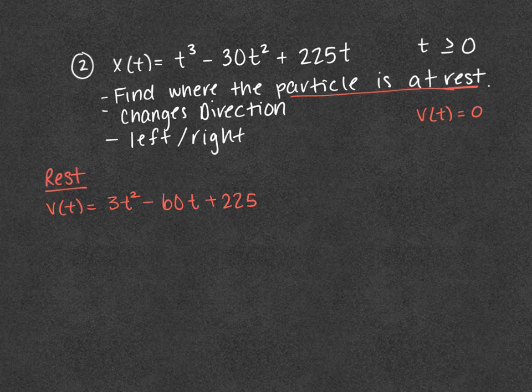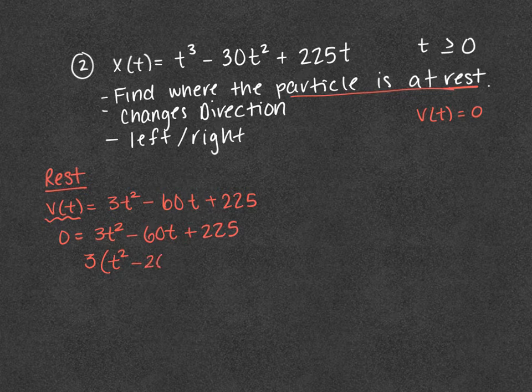And to find where it's at rest, we're going to set V of t equal to 0. So 3t squared minus 60t plus 225, and we're going to factor. The factoring method that I'm going to use here is I'm going to try to take out a GCF of 3 first. So what I'd like you to do is divide 225 by 3 and see how many times it goes evenly into it, and hit resume when you're ready to continue. So we get 3t squared minus 20t plus 75.